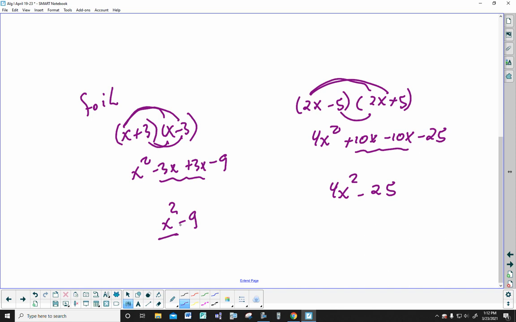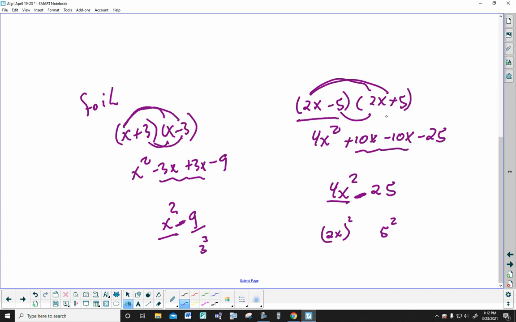Something squared minus something squared. What's squared? A 2x. Something squared, what got squared? Minus something squared, 5. It's a difference of squares.